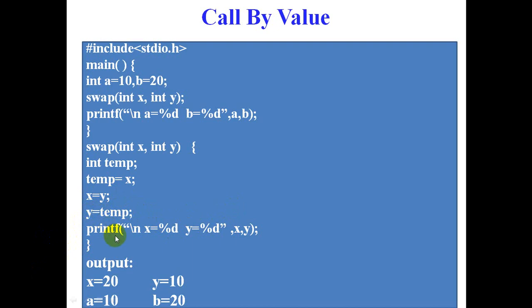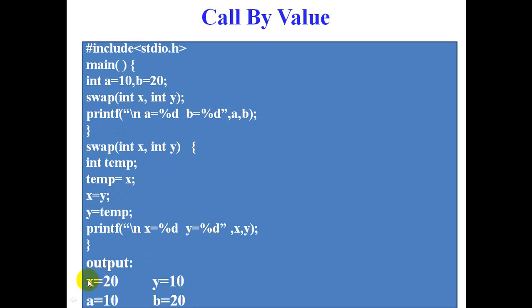Now in the next step we are going to display the value of x and y. Here the value of x becomes 20 and the value of y becomes 10. So this is just a simple swapping technique. Swapping is nothing but exchanging the value of variables. So here we have done a swapping technique and the values of x and y are displayed.